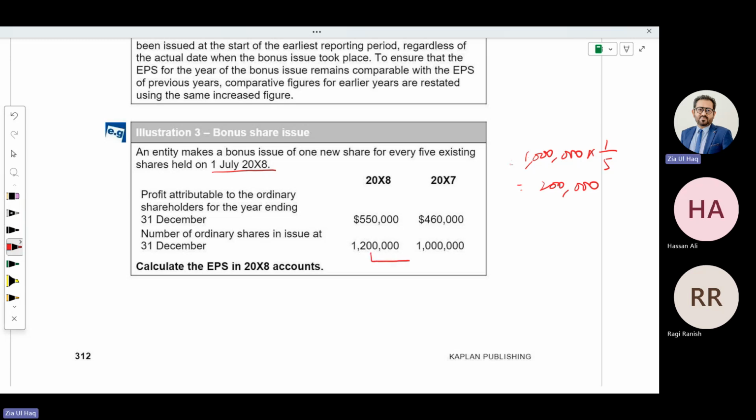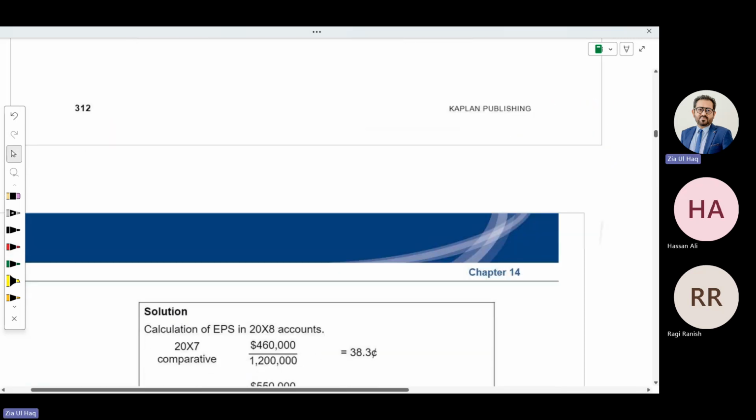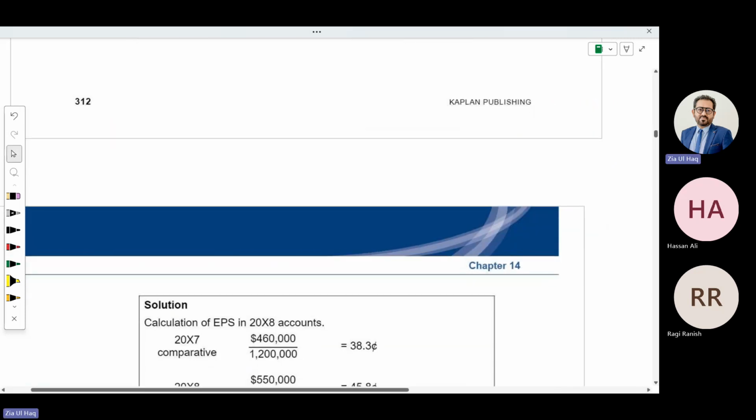200,000. Total becomes 1,200,000. We need to calculate EPS in 20x8 as well as 20x7. In a bonus issue, even if the company issued it during the year, we will consider the company to have issued it at the start of the year.